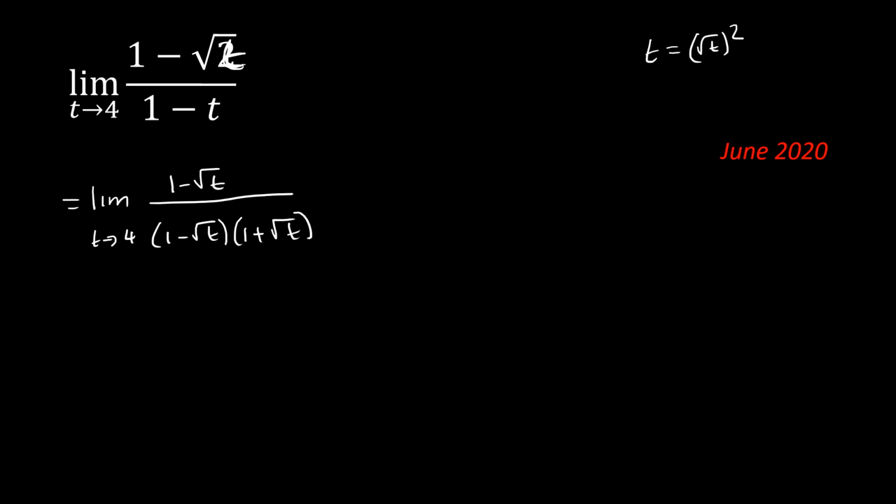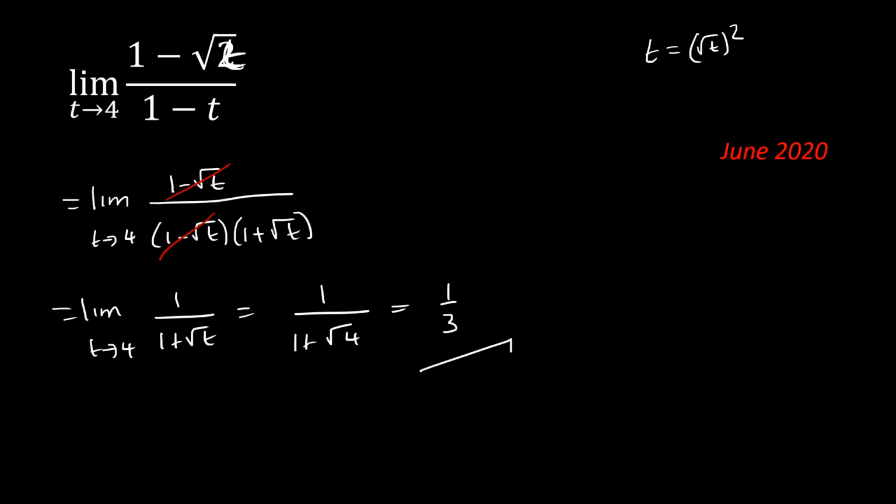There, what happens, this will cancel this. Then now I'm left with limit t approaches 4, 1 over 1 plus square root of t. If I substitute, I have 1 over 1 plus square root of 4, which is 1 over 3. So sometimes they can start with square root, but remember, always make it a difference of 2 squares. It's easier instead of multiplying by the conjugate and everything.